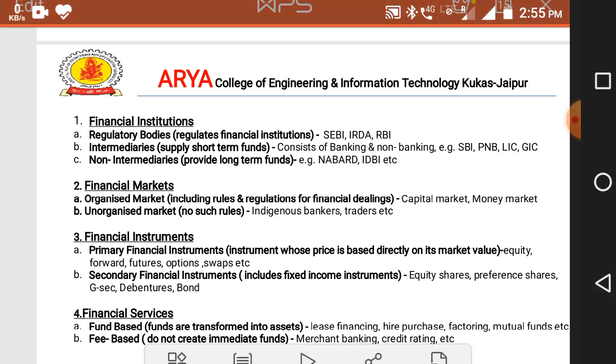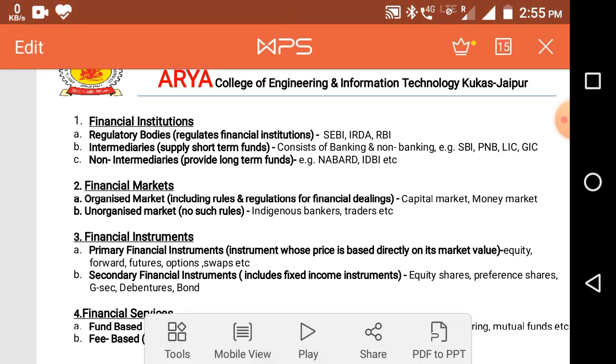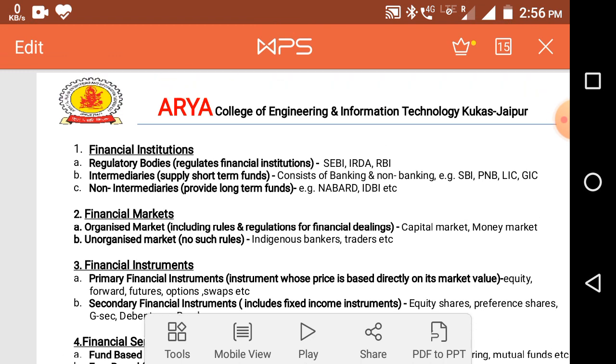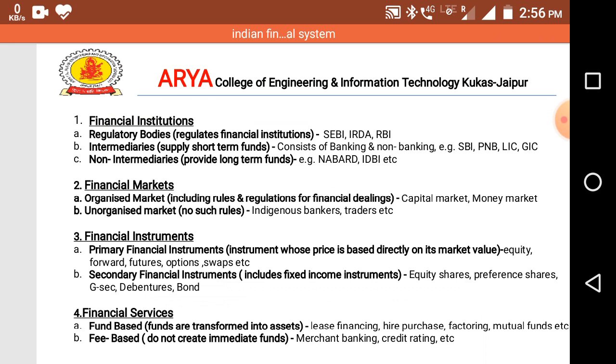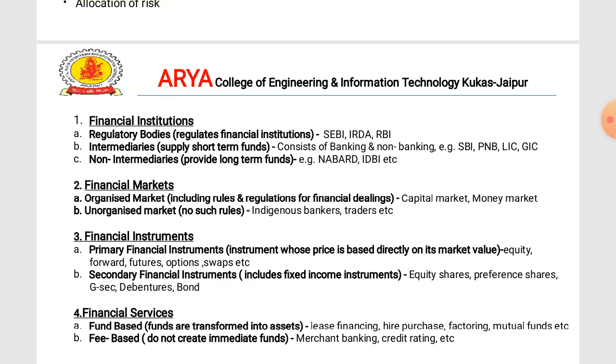Now coming to the next, the secondary financial instrument. Secondary financial instruments generally include fixed income instruments such as bonds, debentures, corporate gilts, term fixed deposits, preference stock, etc., as well as variable income instruments like equity, derivatives, mutual funds, etc. So these are the financial instruments. And the fourth one is financial services.